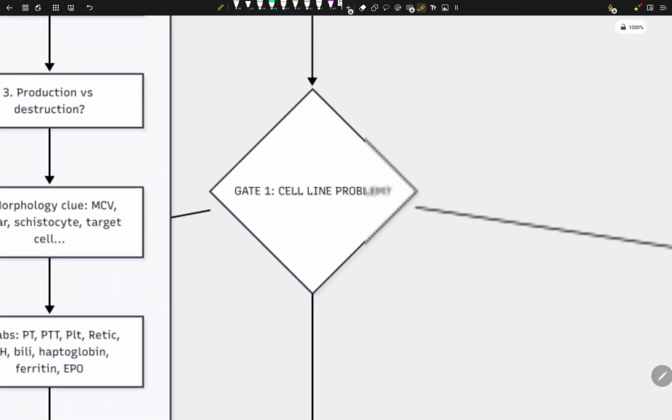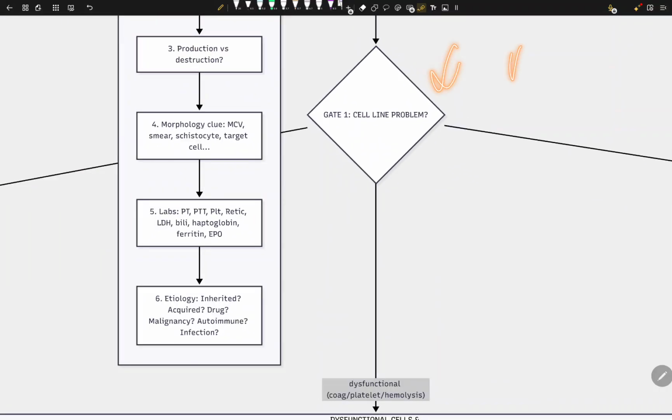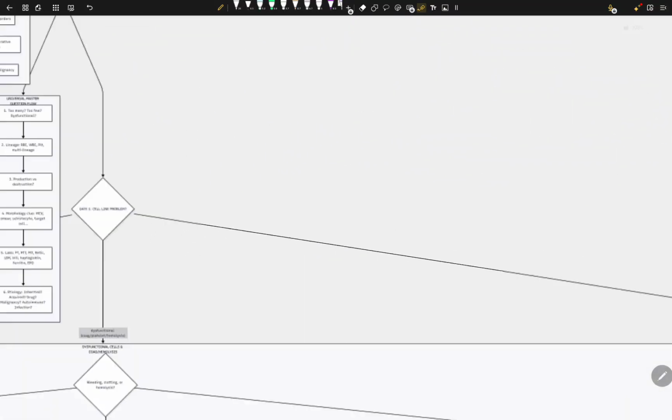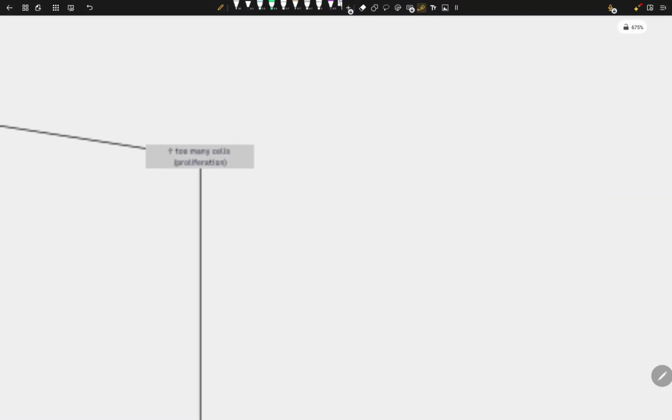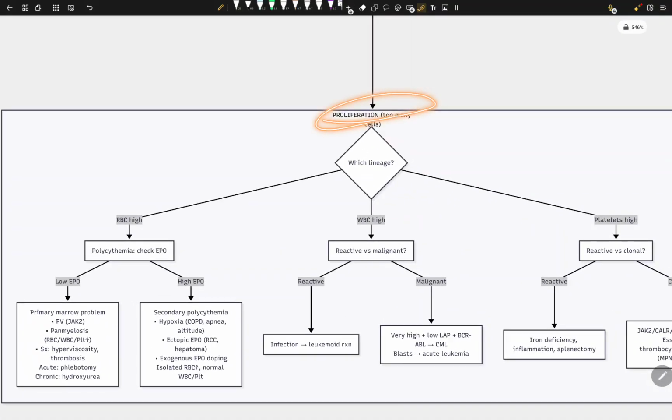So we just completed cytopenia, if we have too few cells. Now we ask the question again, which cell line is messed up? Does it go down or is it up? So the second question we want to ask is, cells are up, everything is up. Proliferation, what can we think about proliferation? They are going up. Okay, let's ask a bunch of questions. Proliferation, too many cells.